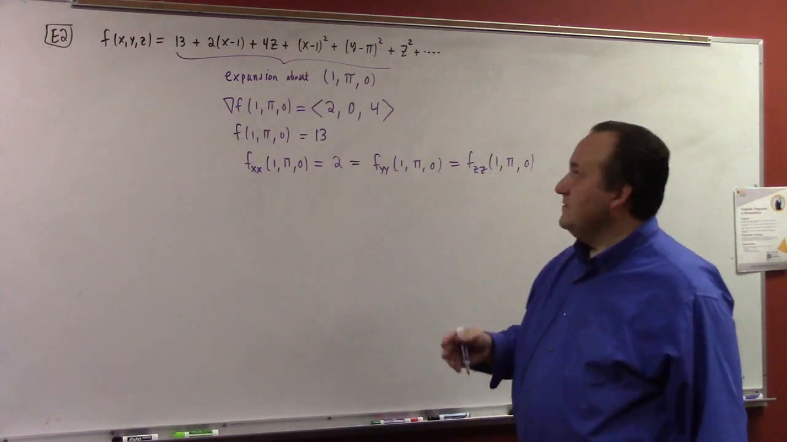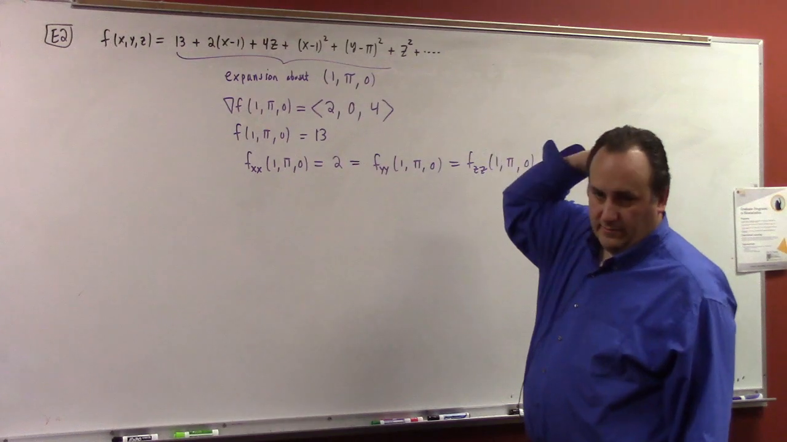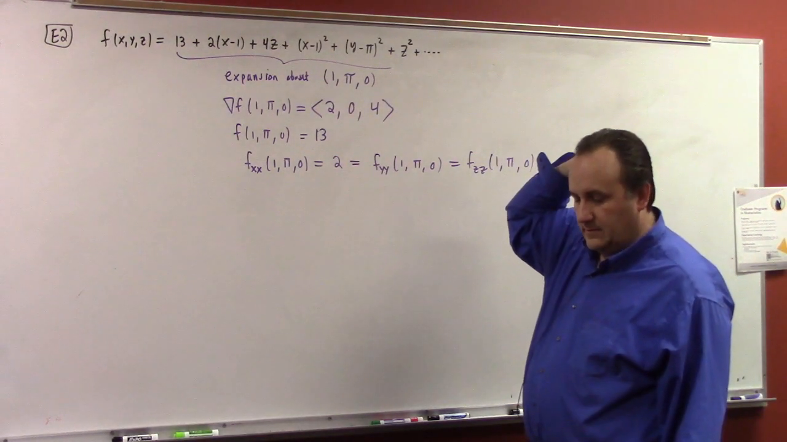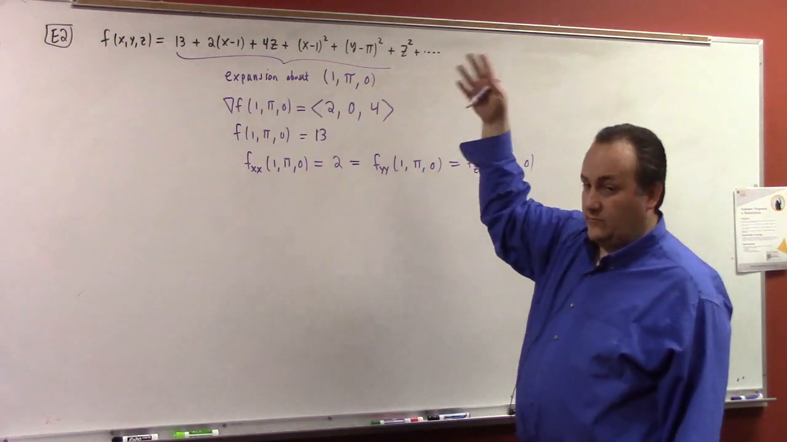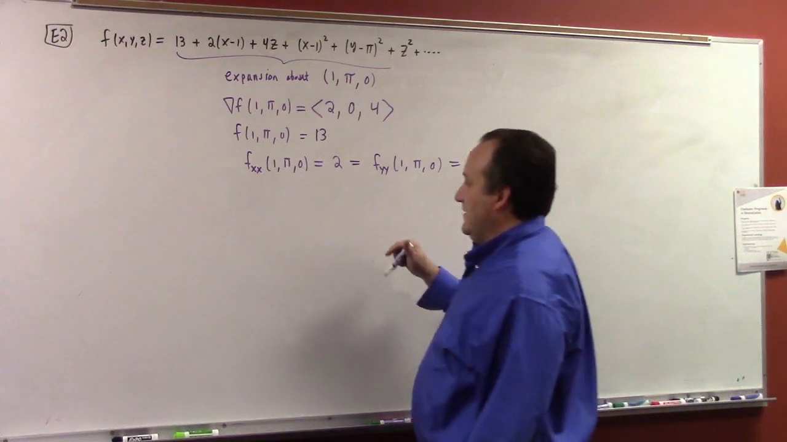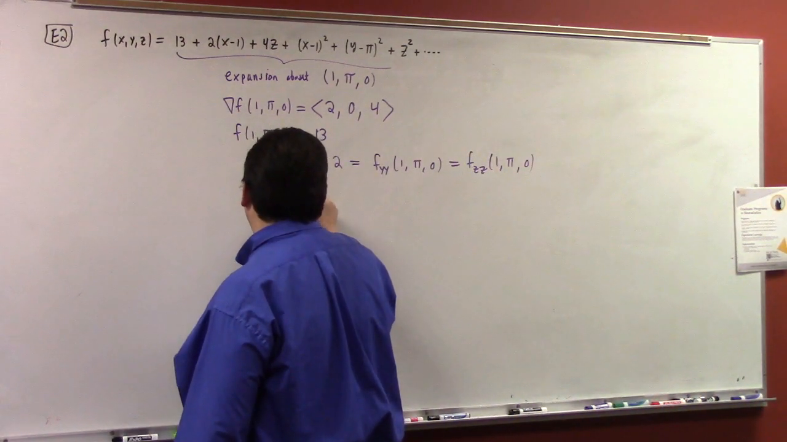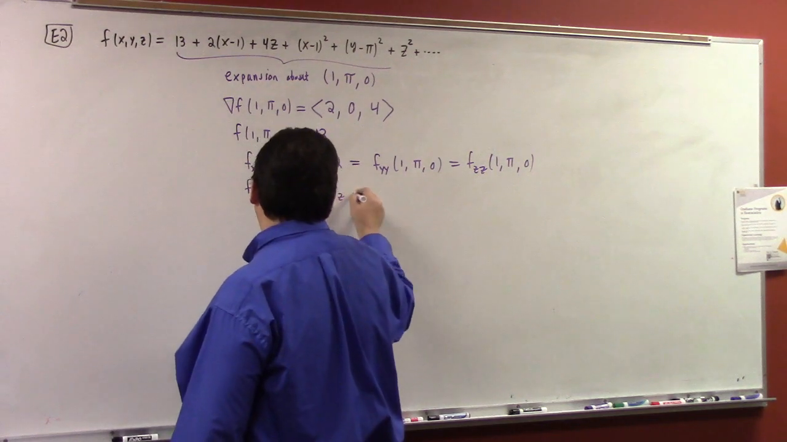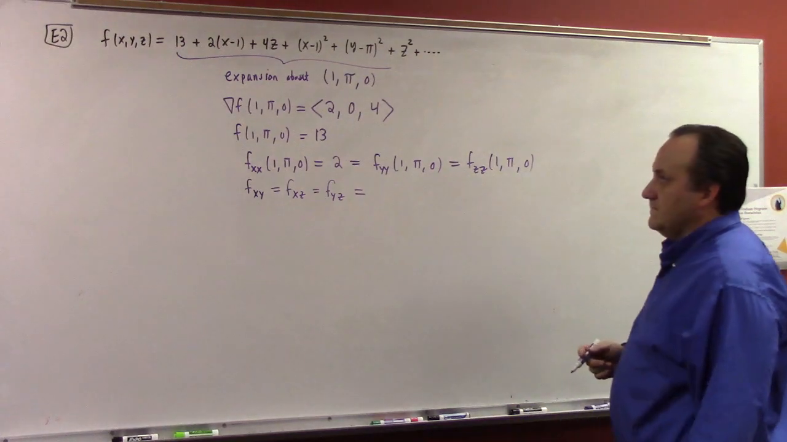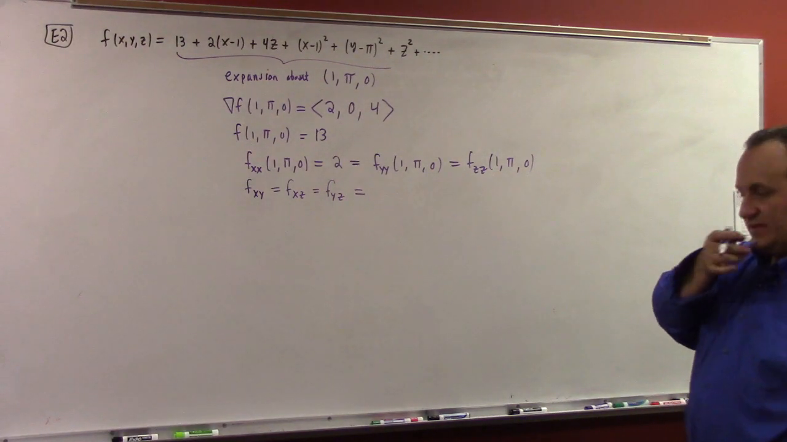But on the flip side, assuming that what I mean here is that this is everything to order 2, then you can tell me what is fxy, what is fxz, what is fyz at the point. Zero, right.